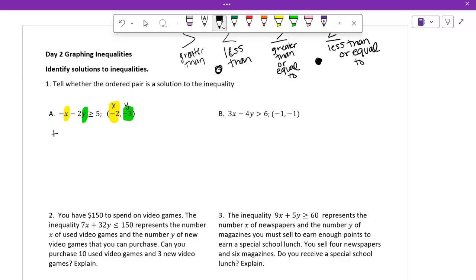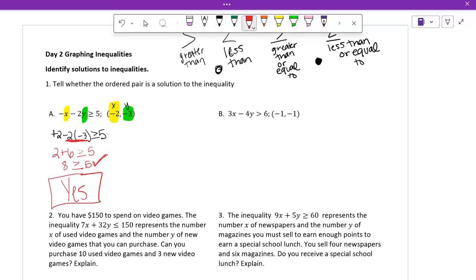So -2 would be +2 minus 2 times -3 is greater than or equal to 5. So order of operations, I have 2 minus 2 times -3. So I'm going to do this multiplication first. -2 times -3 gives me +6. So when I do this, I end up with 8 is greater than or equal to 5. So I have to decide, is this true? Yeah, 8 is greater than or equal to 5. So then, yes, that ordered pair is a solution.